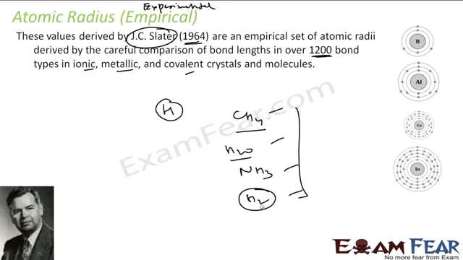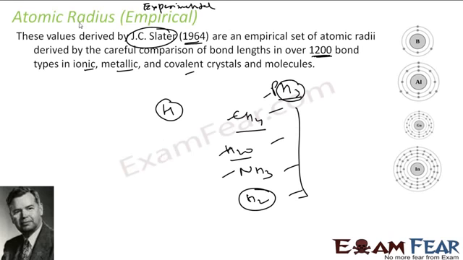Right? The bond length depends on the amount of attraction between carbon and hydrogen, or hydrogen and oxygen, or nitrogen and hydrogen, or phosphorus and hydrogen. So what this guy did was an experimental study. He noted down all the bond lengths and found the average for hydrogen. He found everything for hydrogen, the van der Waals, covalent, ionic, and just took the average. Same thing he did for other elements also.